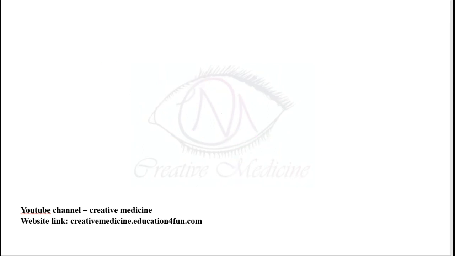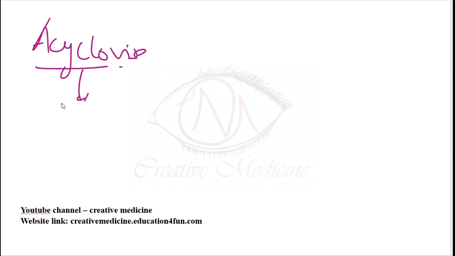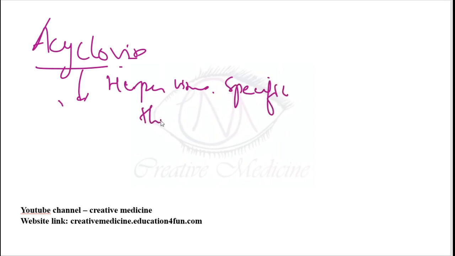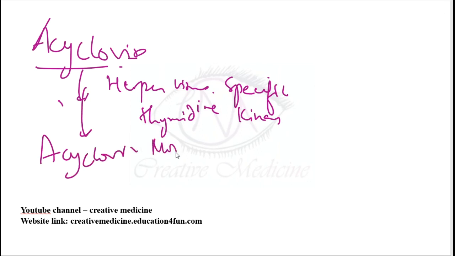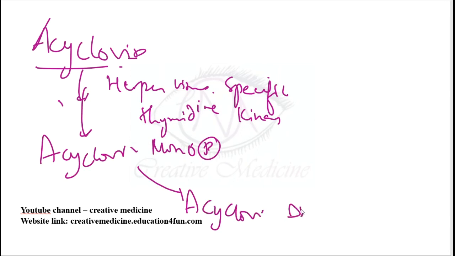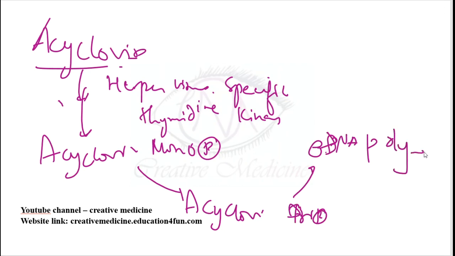Then the next important drug is acyclovir. The mechanism of action is that it is a deoxyguanosine analog. In the presence of herpes virus specific thymidine kinase, acyclovir gets converted to acyclovir monophosphate. This will again get converted to acyclovir triphosphate, which will inhibit DNA polymerase competitively.